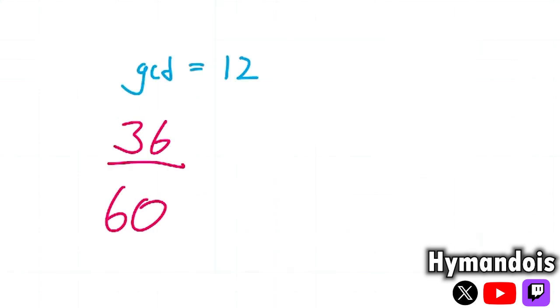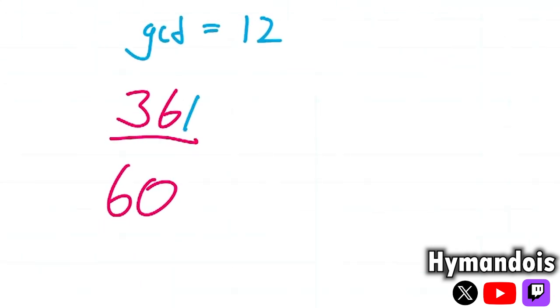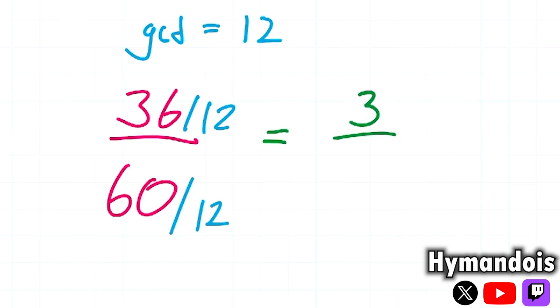Now let me explain what GCD actually does. We got that the GCD of 60 and 36 is 12. So what does that mean? Well, we can divide both the numerator and the denominator by 12, which will make 36 divided by 60 become 3 divided by 5 if we apply the divided by 12.